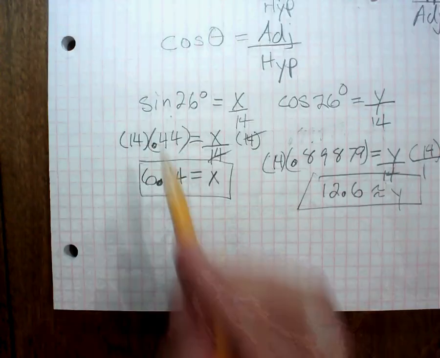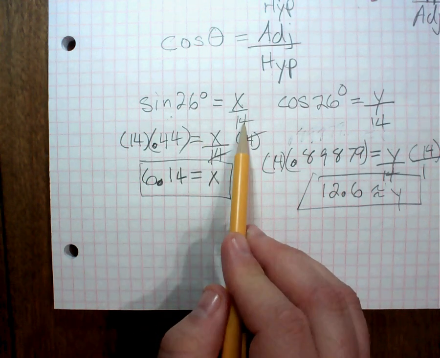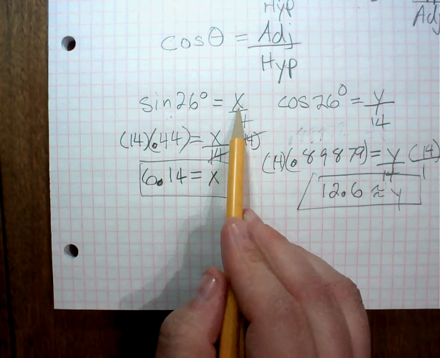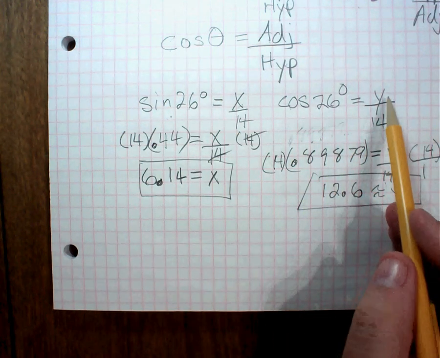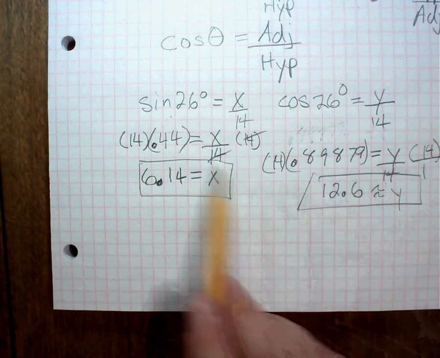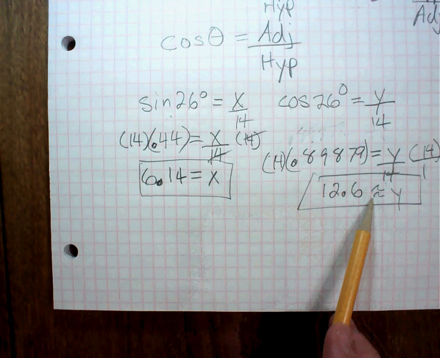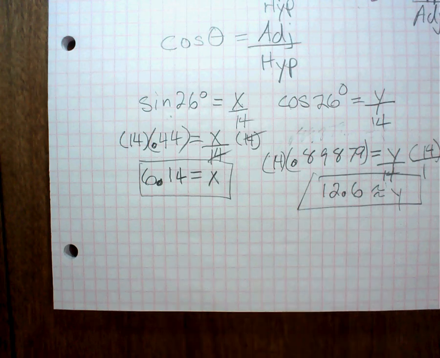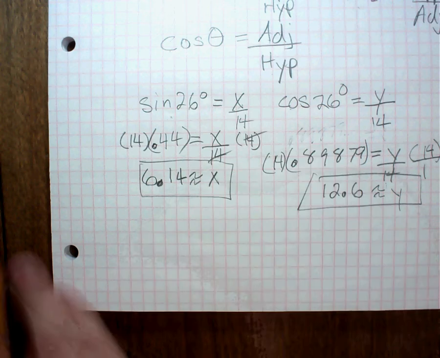We're asked to find x and y, so we know that sine of 26 is equal to x over 14, the opposite over the hypotenuse. We know that cosine of 26 is equal to the adjacent over the hypotenuse, or y over 14. We do some algebra and we get x is equal to 6.14, and that y is approximately 12.6. Actually, this is approximately 2, because we did some rounding there. Okay?